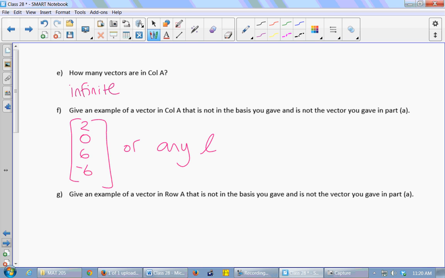Or any linear combination of vectors in the basis for col A.